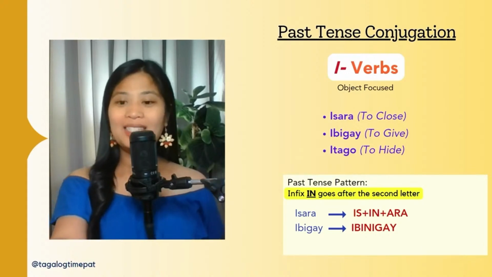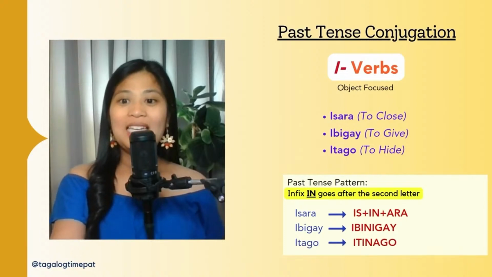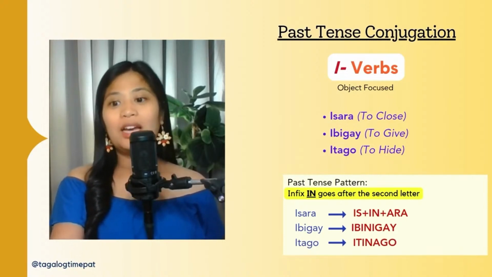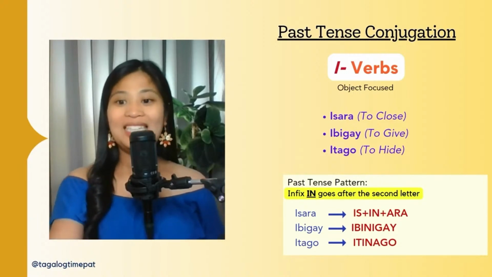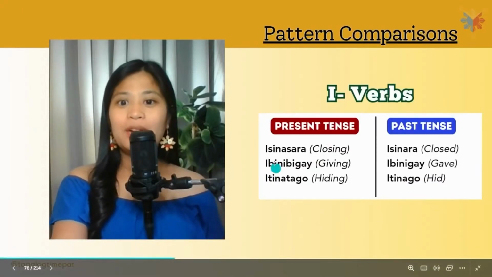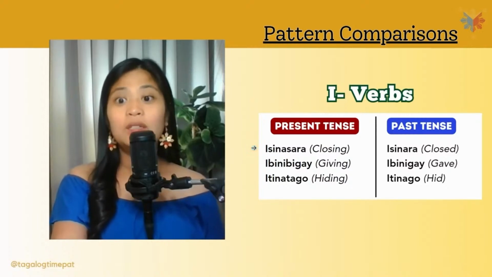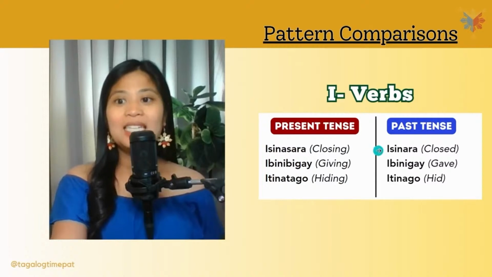Itago in the past tense becomes itinago. The in just goes after the second letter. Itinago ko, I hid something. Now let's compare. In the present tense, isara is isinasara, closing. In the past tense, it's isinara, closed.